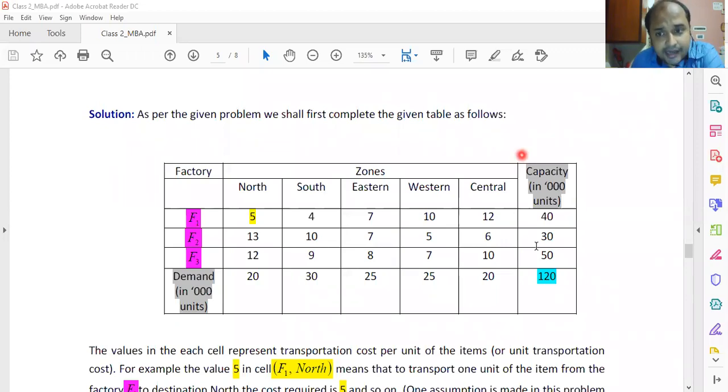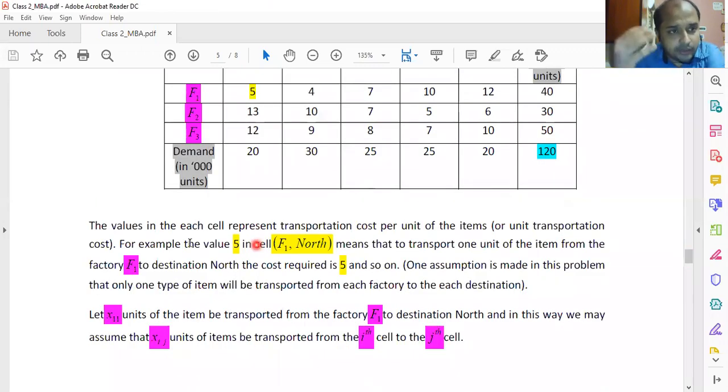So all the things given in the question have been tabulated for proper understanding. Here I have mentioned what I already told you in the previous session. What did I say? I said 5 is the cost associated with sending 1 unit of the item produced in factory F1 to the destination situated in the north zone. That is the unit cost. All these costs are unit costs. The question is, what is the total transportation cost and how to minimize it?